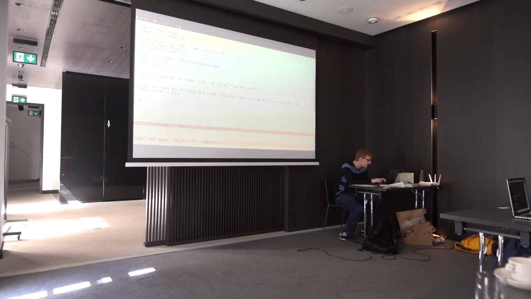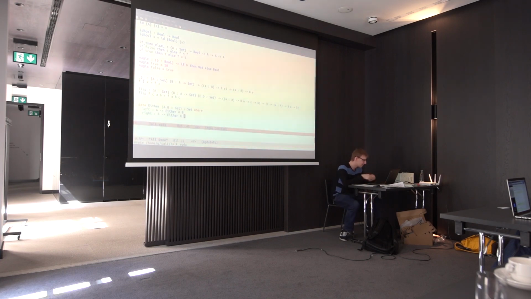Data types. Well, remember I wrote those two data types. I will now write a data type that you hopefully all know: data Either. Left goes to Either a, b. The Haskell version is: data Either A B equals Left A or Right B.